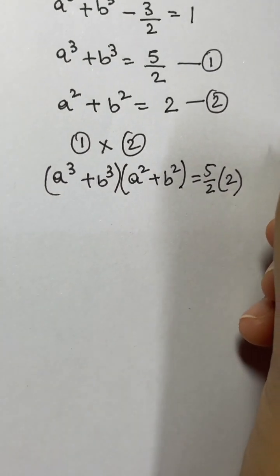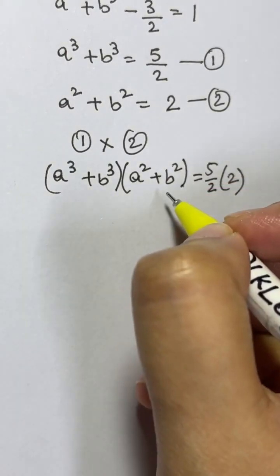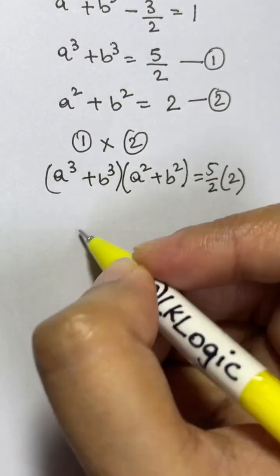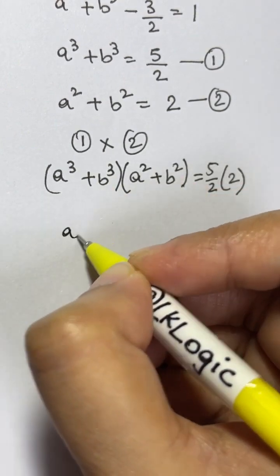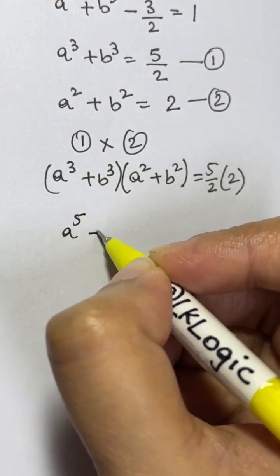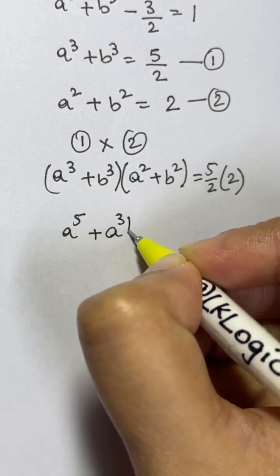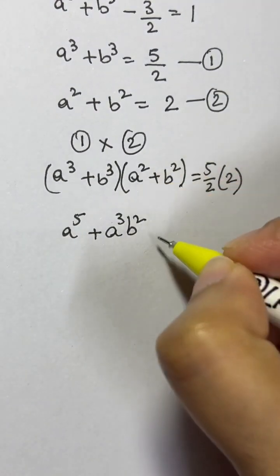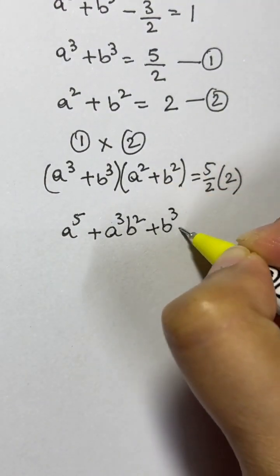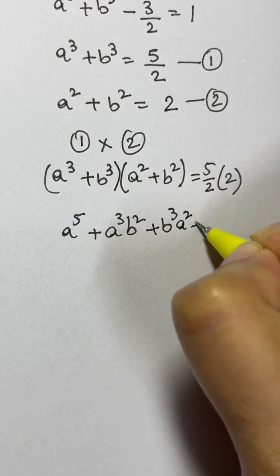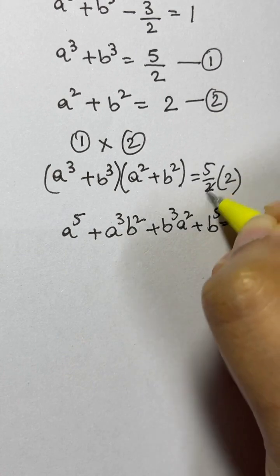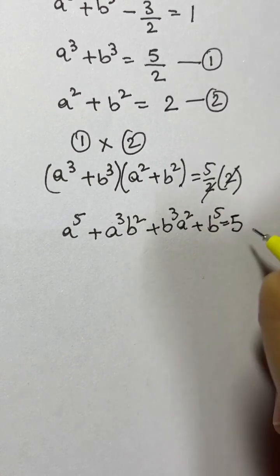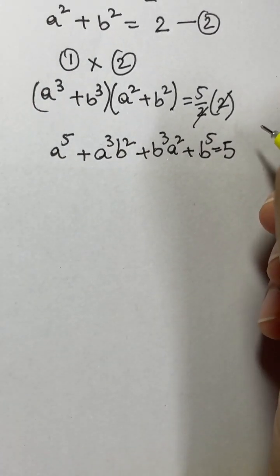Let's solve for this then. We can use the FOIL method. a cube into a squared: when you have the same bases, you add the powers. a to the power of 5 plus a cube b squared, then plus b cube a squared plus b to the power of 5, is equal to 2 cancelled, here you have 5. Now what are we going to do?